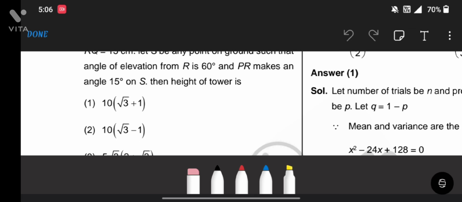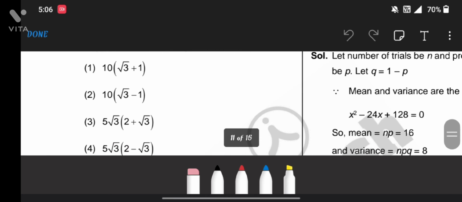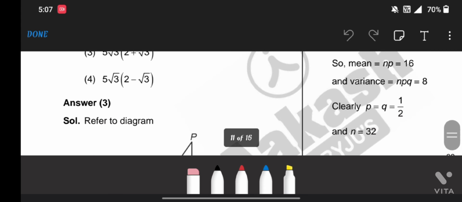Now the options they have given are 10(√3 + 1), 10(√3 − 1), 5√3(2 + √3), and 5√3(2 − √3). First we'll see the diagram. One minute, I will show you the diagram first. Yes, like this triangle.